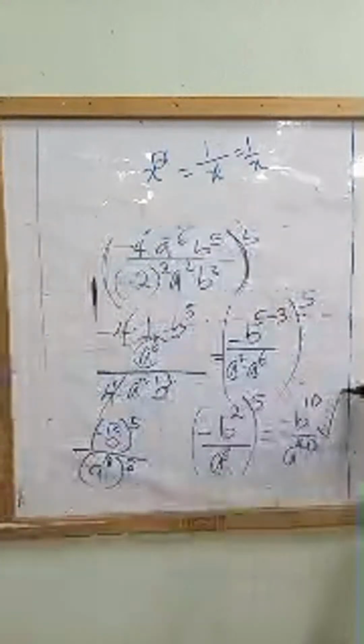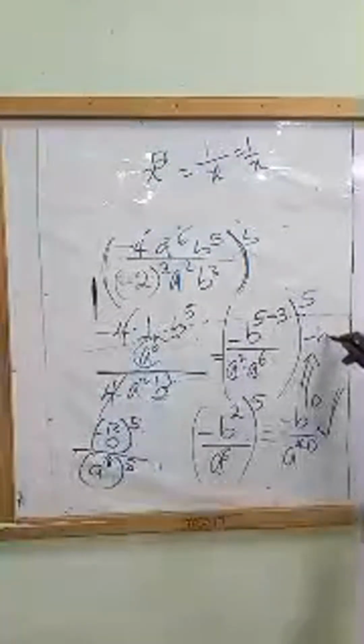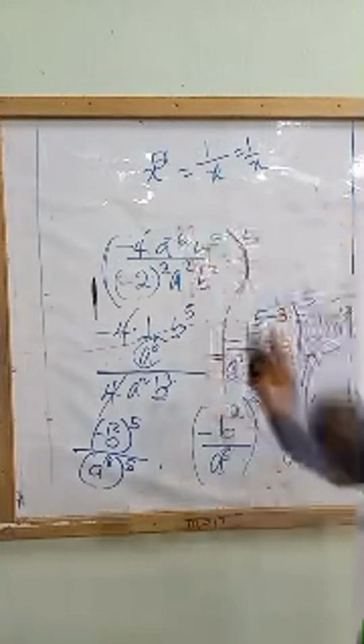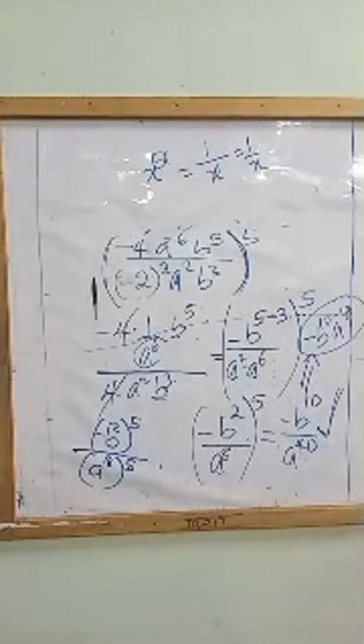Okay? You can also go on. That's the answer. This could also be written as minus b to the power 10 and then a to the power minus 40. So the two answers are correct. Okay? So that's that on that. Let's take more questions.